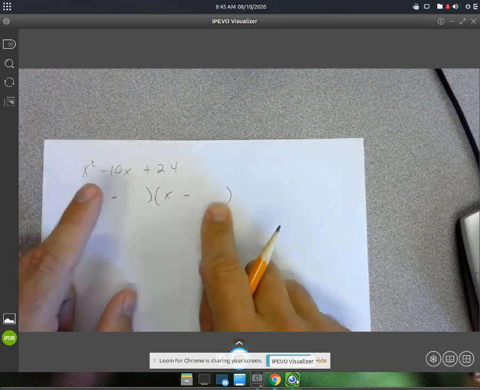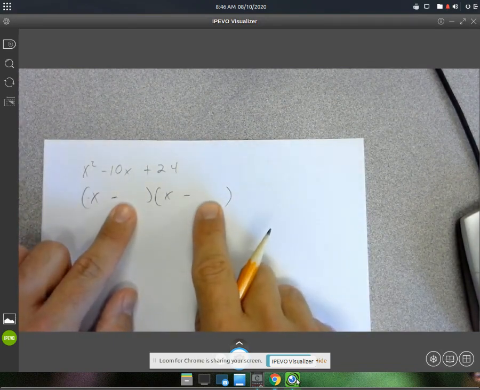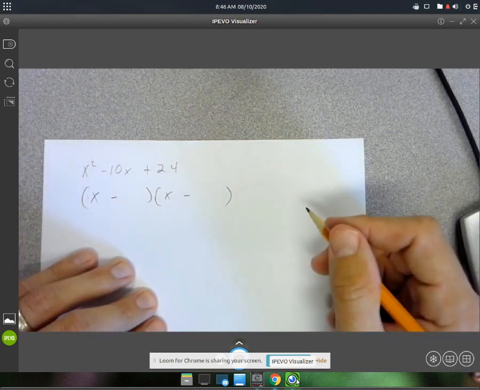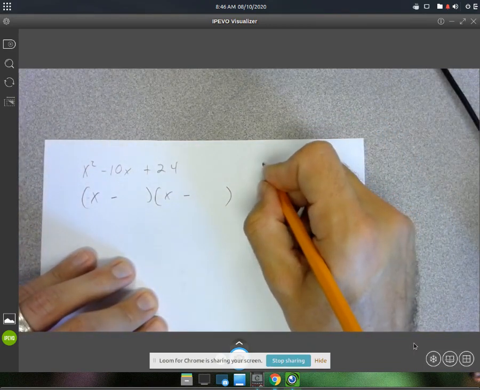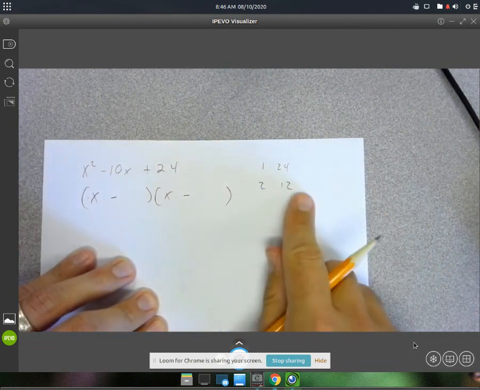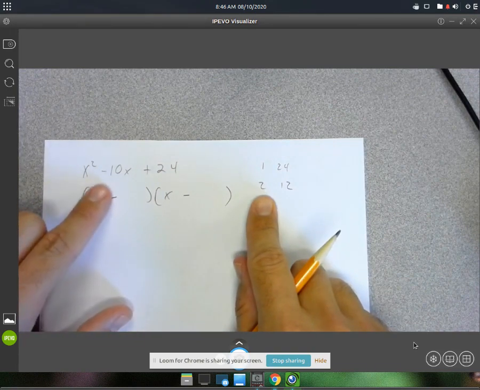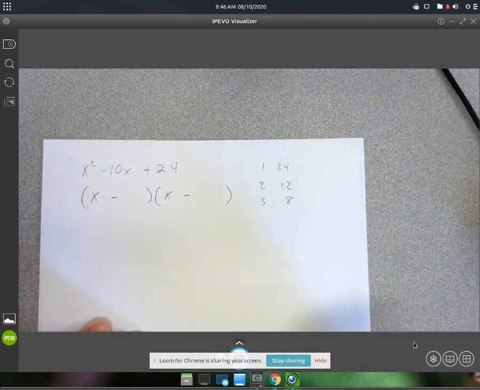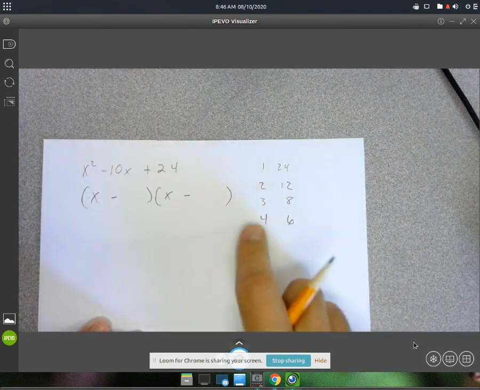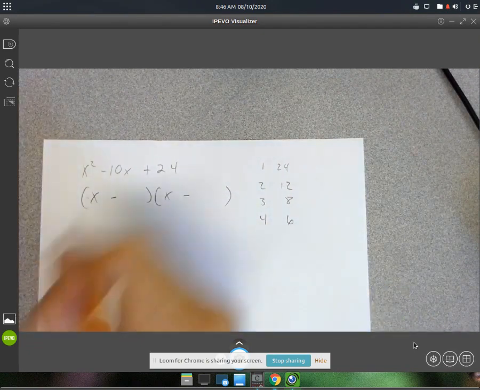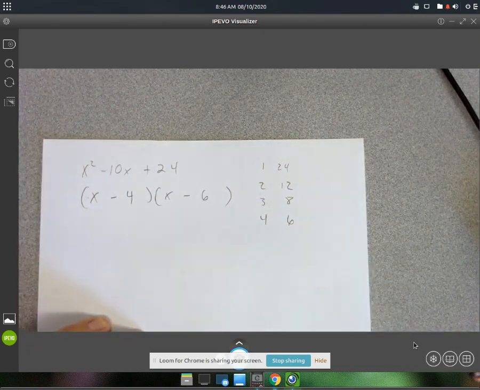All right, so we're looking for numbers that multiply to give us 24, and they add up to give us negative 10. So let's list out the factors of 24. We've got 1 and 24, 2 and 12. Now those subtract to give us 10, but they do not add together to give us 10. 3 and 8, and then 4 and 6. That'll do it. These two numbers, they multiply to give us 24, and they add up to give us negative 10. So we can put the 4 here and the 6 there, and we'll be good.